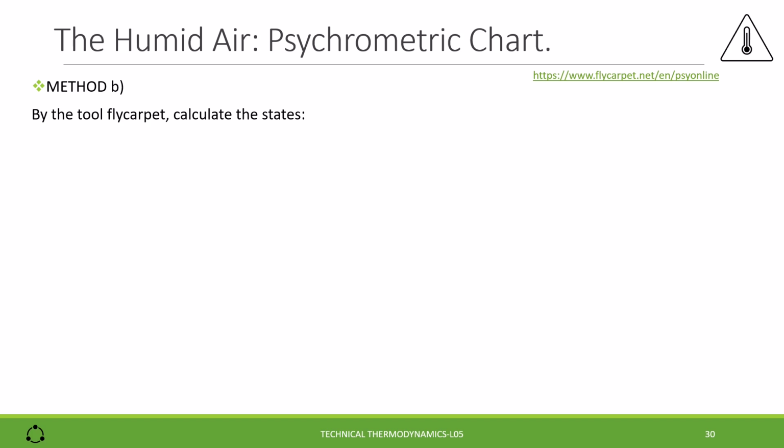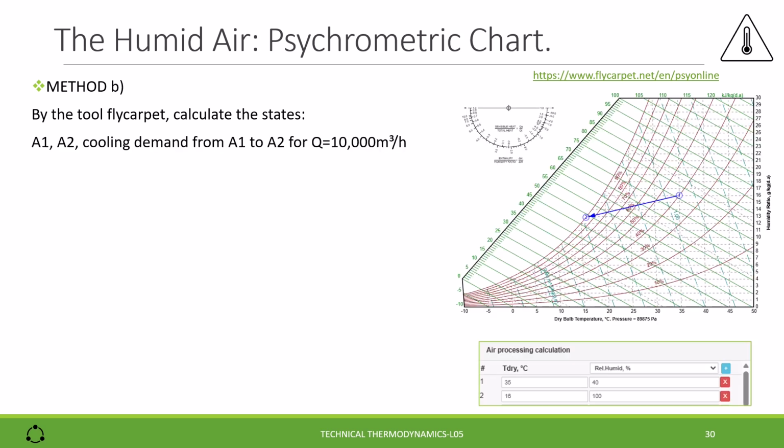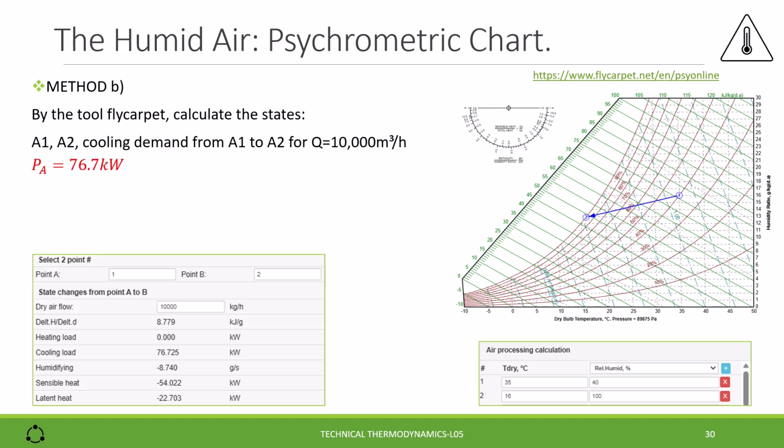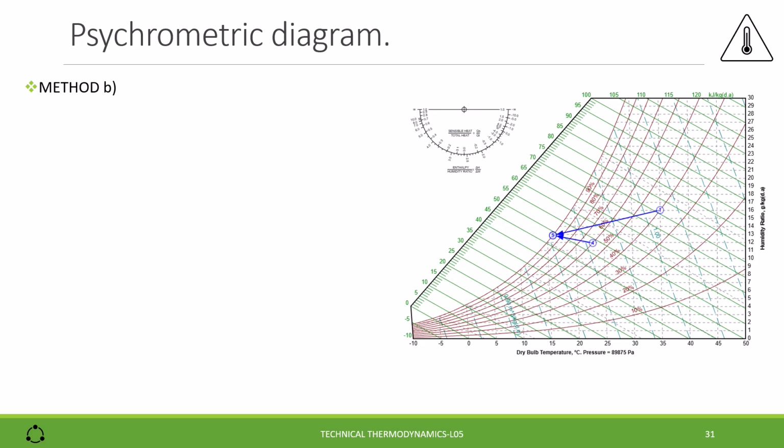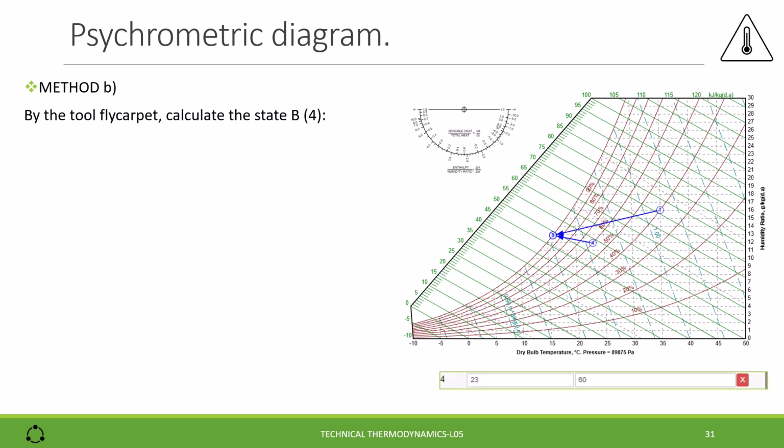This tool is using the psychrometric chart and can calculate automatically the states. Given the states 1 and 2 with the flow A having 10,000 cubic meter per hour, the tool can calculate the cooling load, that is 76.7 kilowatt.